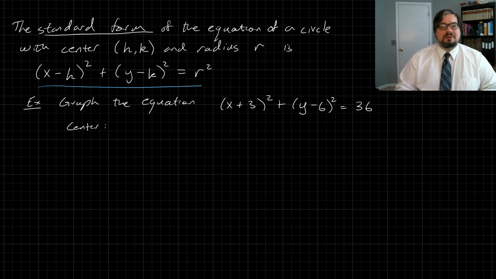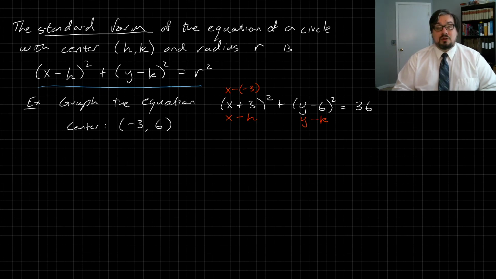Now remember, in the formula, the two terms, the x and y terms, are always x minus h, y minus k, where h and k are the coordinates of the center. So if I have x plus 3, I want to think about this as x minus negative 3, which means that our center is actually at negative 3, comma 6.